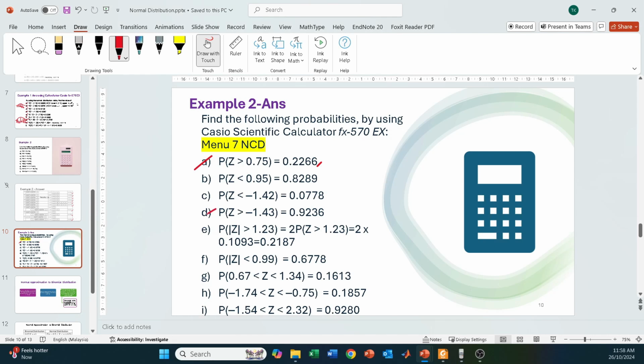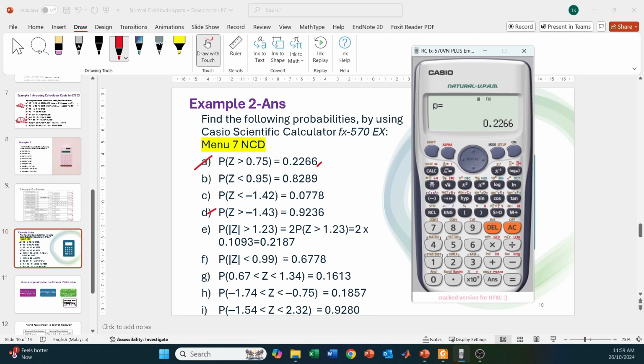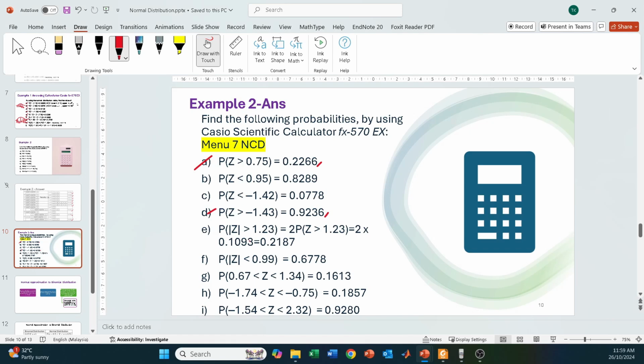Okay, we find the greater. So do question D. Lower negative 1.43. Upper same. Sigma same. Mu same. So 0.9236.